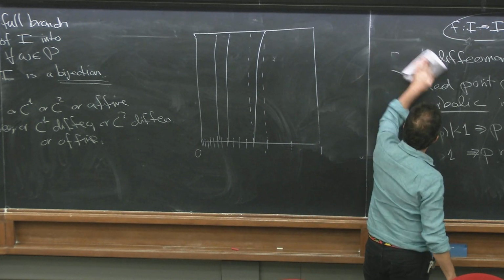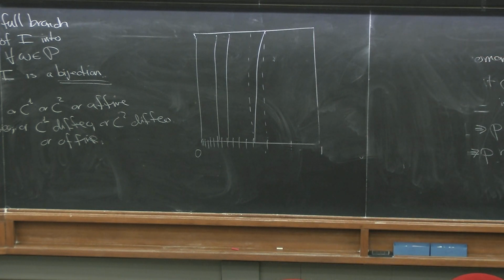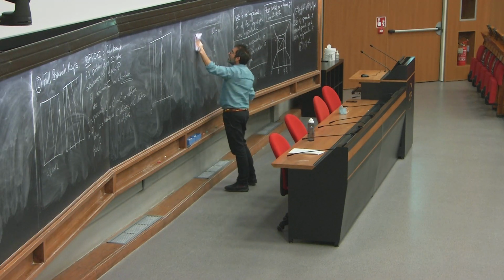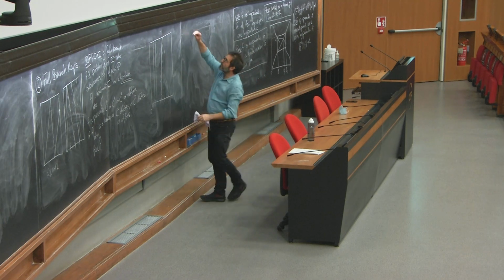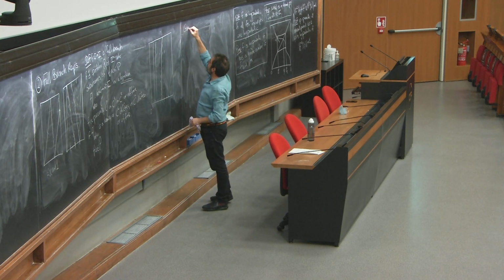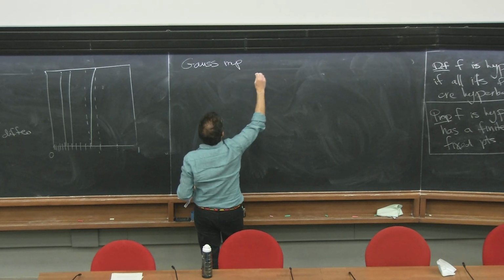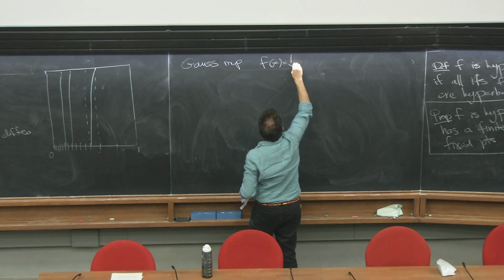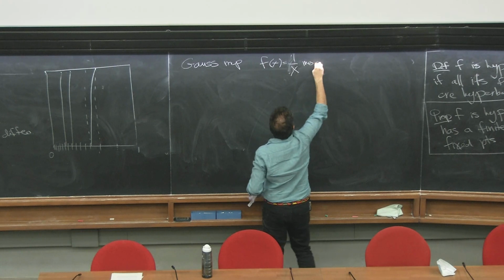There is also a very famous map, which again we're going to study a little later on, which is very interesting, called the Gauss map. So the Gauss map is the map f of x equals 1 over x mod 1.